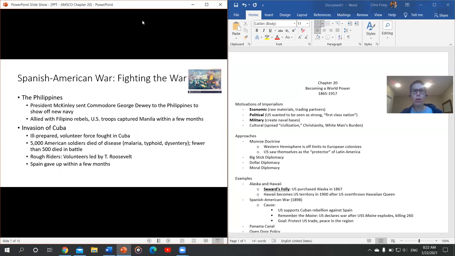All right. The Spanish-American War against Spain was fought both in the Philippines and Cuba. The U.S. provided some troops. You'll see it was mostly a volunteer force. Teddy Roosevelt, who's going to become a U.S. president 10 or 15 years later, most famously fought in Cuba as part of the Rough Riders. That was their nickname. They were a volunteer horseback army.